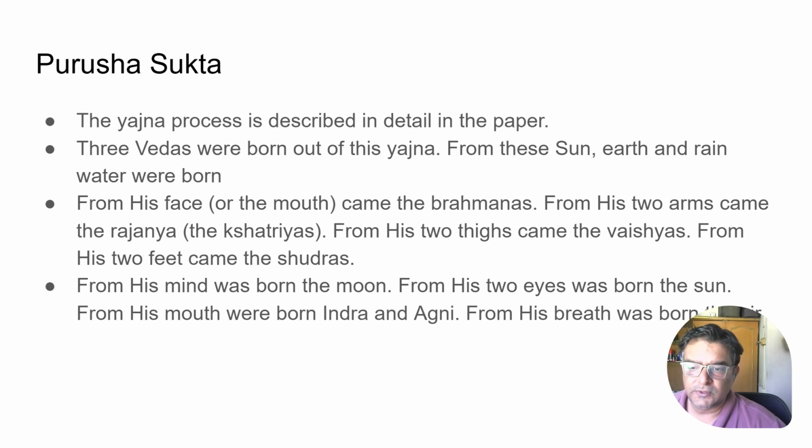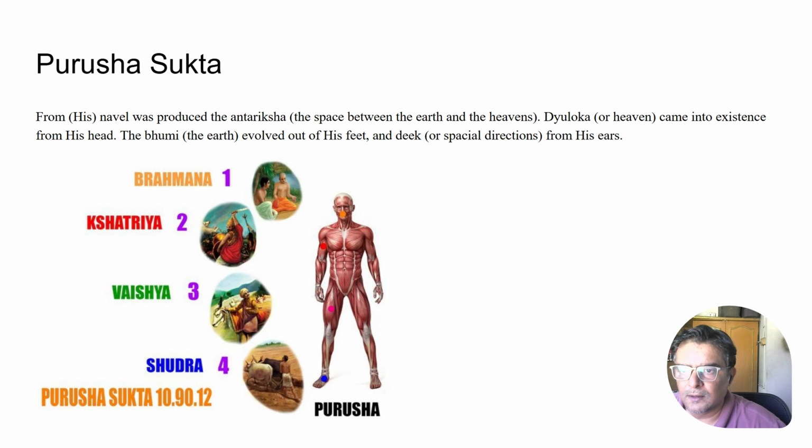Again, to continue the storyline, mind was born from the moon. From the two eyes was born the sun. From his mouth were born both Indra and Agni. From his breath was born Vayu. From his navel was produced the Antariksha. Dyuloka, heaven, came into existence from his head, and the Bhumi evolved out of his feet. And Disha, the directions, they came from his ears.